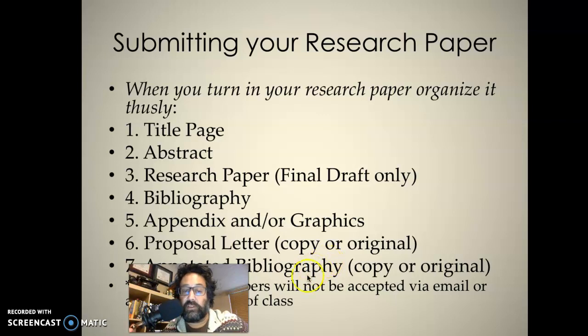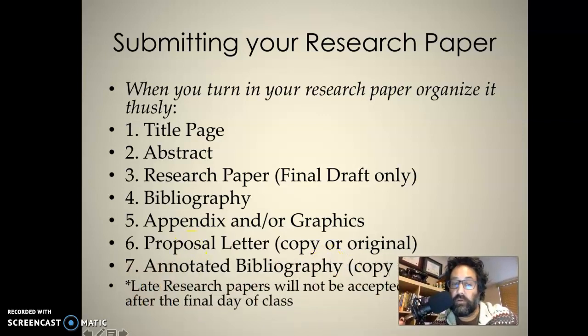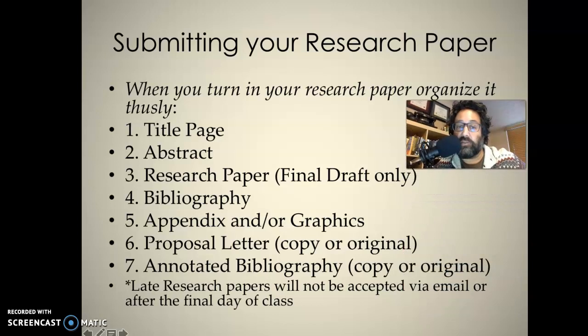And then this page tells you how to organize it. You got your title page first, abstract second, which is extra credit. The paper itself, the works cited, optional appendices or graphics, the copy of the proposed letter, and the annotated bibliography, which is extra credit. So there is our section 2 on research papers.